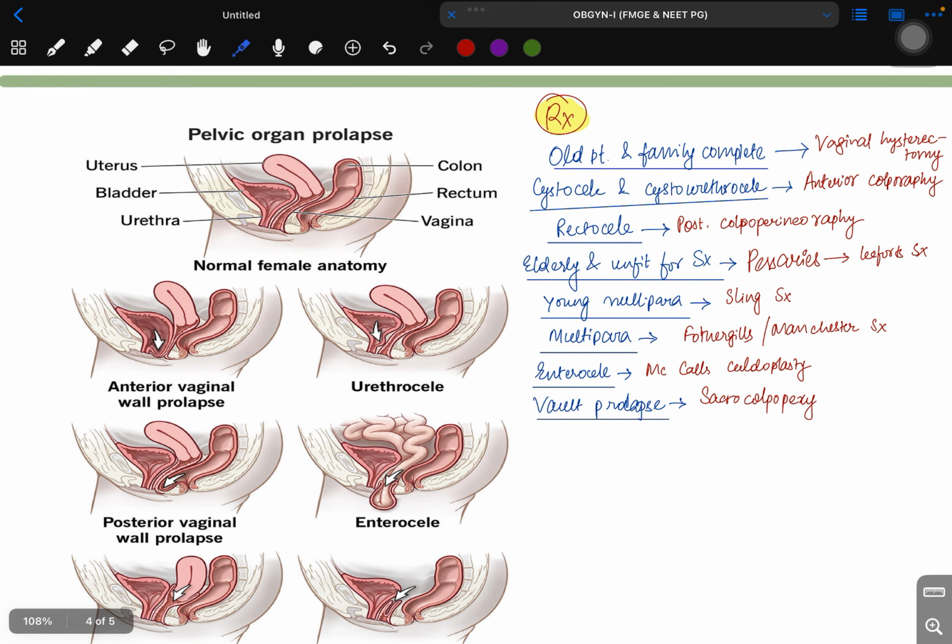You can find the images. Here the arrow marked is the anterior vaginal wall prolapse. First learn the anatomy here. You can see the anatomy: the uterus, the bladder, the urethra, the vagina. So here it is the anterior vaginal wall prolapse.